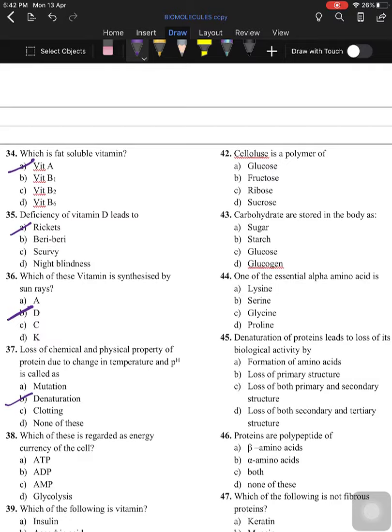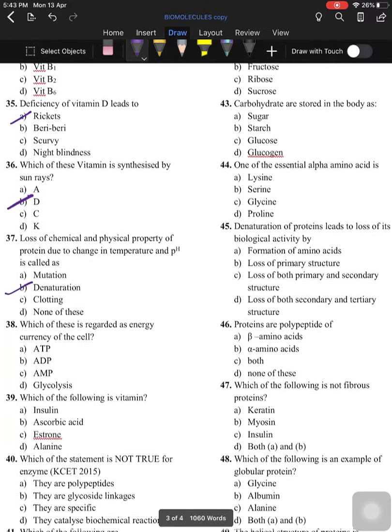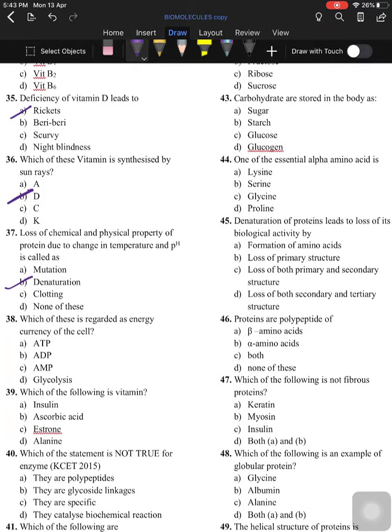Here, the tertiary structure will be completely reduced to secondary and primary. The primary structure is intact, it cannot be disturbed further. Where there is a loss of biological activity of a protein, this is called denaturation. The 38th one, very simple, basic level questions these are. Which of these is regarded as the energy currency of the cell? Energy currency of a cell is called ATP, adenosine triphosphate.